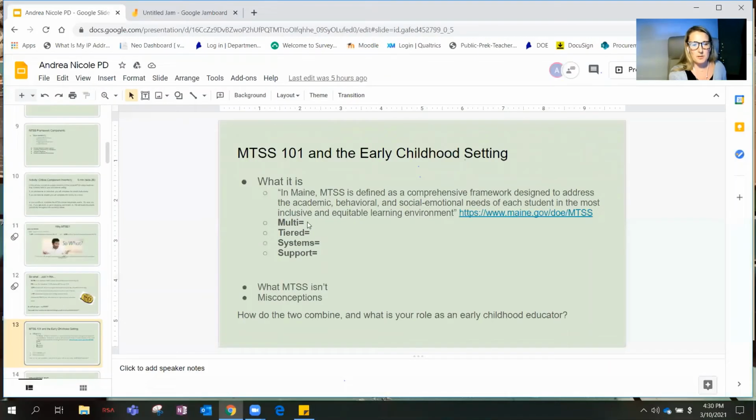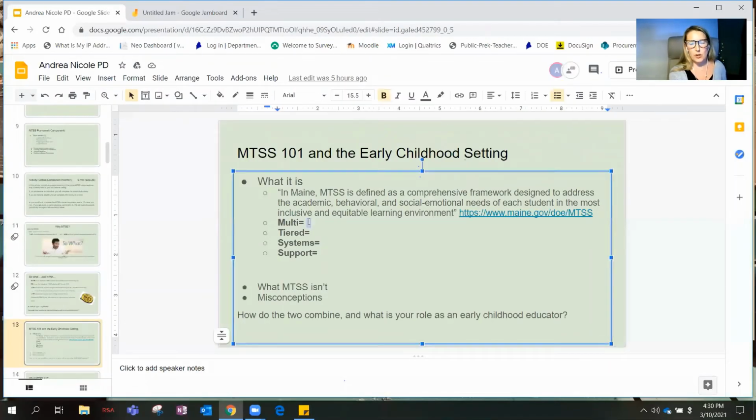So when we think of the word multi, what's another word that also means multi? Feel free to shout it out or use the chat. Many, several. Yep, perfect. So I could use any of those. I'm just going to pop in many. All right, let's do the same thing for tiered. Another word for tiered. Levels, layers. Perfect. Okay, so I'm going to toss in levels.